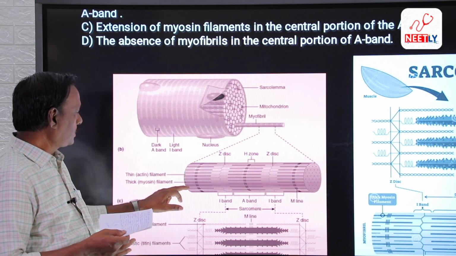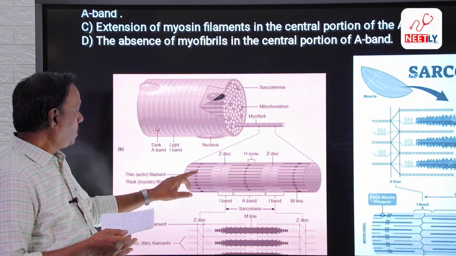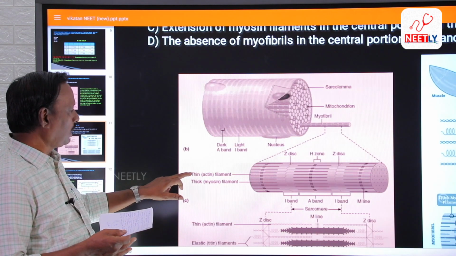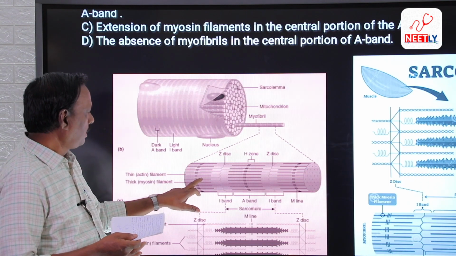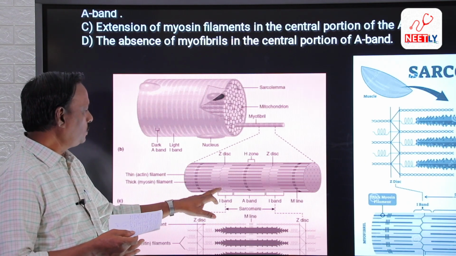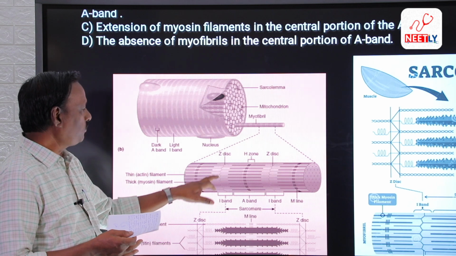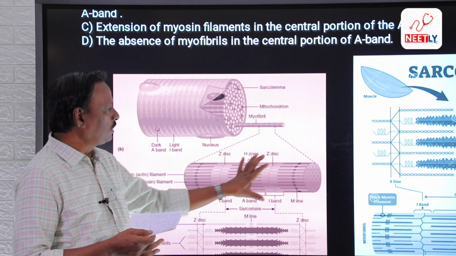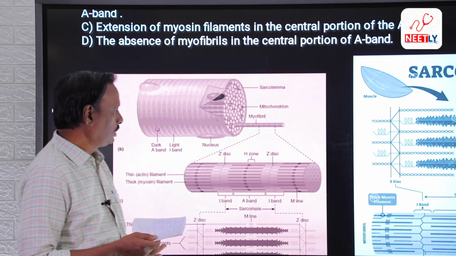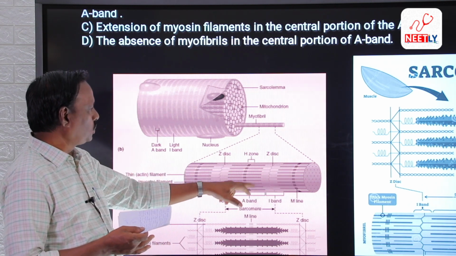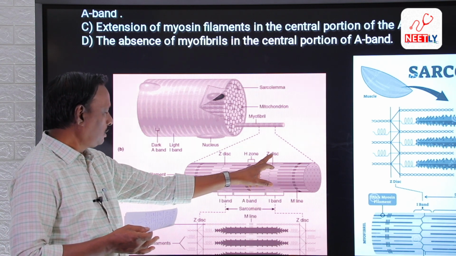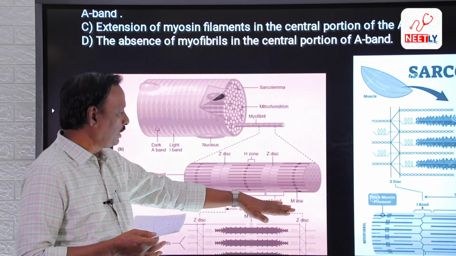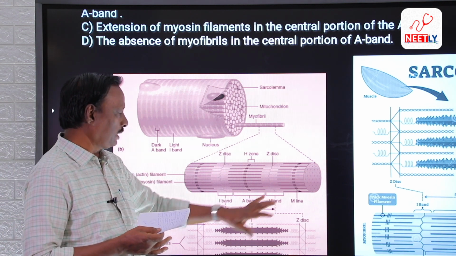In some parts, both the thick filaments and thin filaments are seen. Whereas here there is no such thing, only the actin filaments are available. Depending upon that, you can find different zones, the Z zone, the H zone, and the Z disc again there, and the bands are named differently, I band, A band, like that.